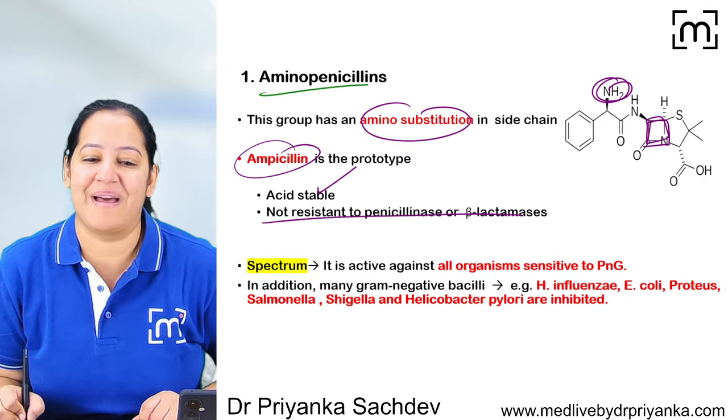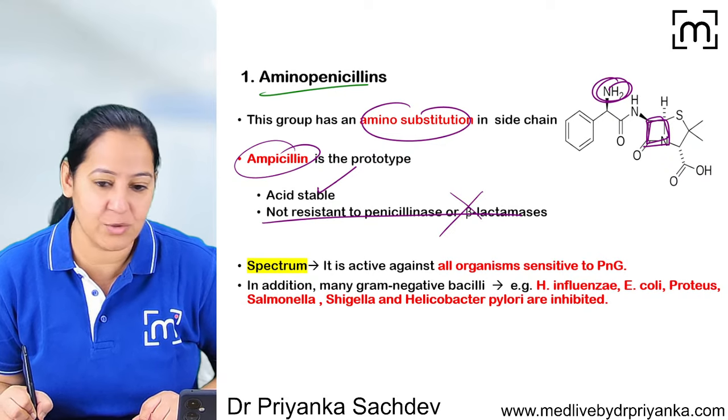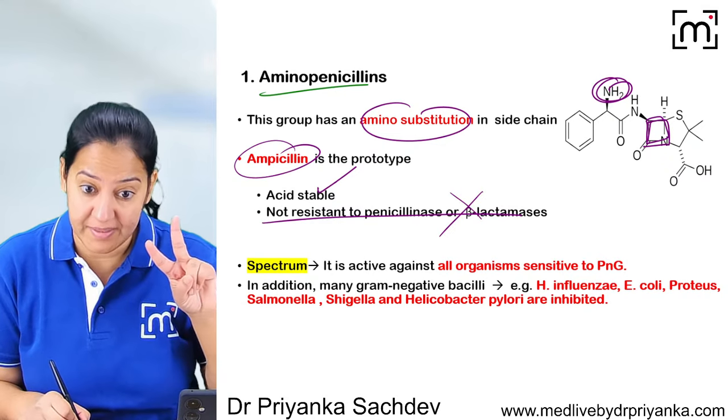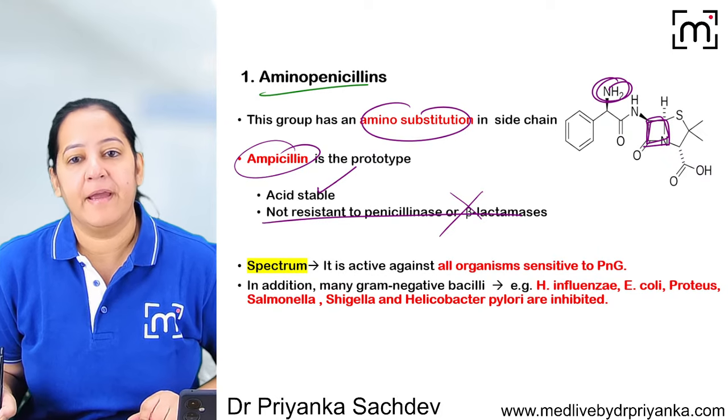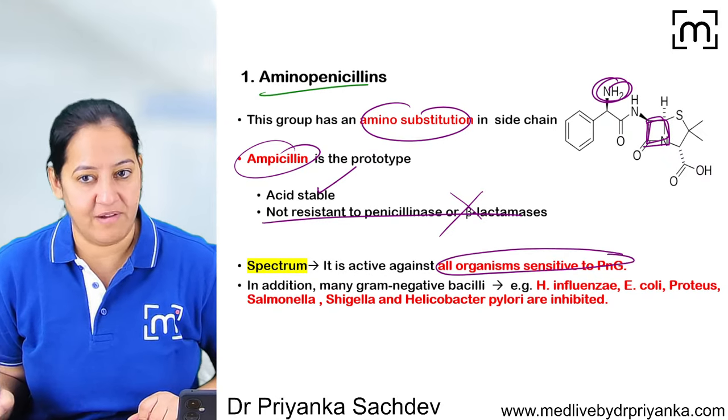But they are not resistant to penicillinase. So this shortcoming is not overcome. Okay, but the two shortcomings are overcome. Spectrum: it kills gram positive like penicillin G.